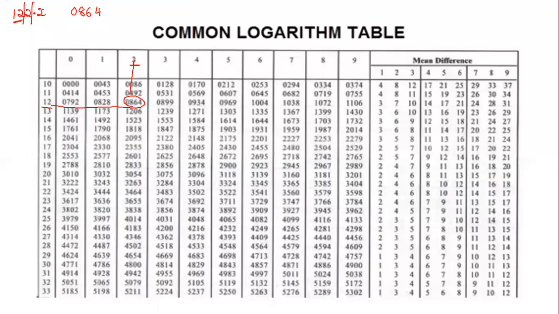0864. For that, again one more 2 is there. Now this 2 has to be seen in the mean difference.